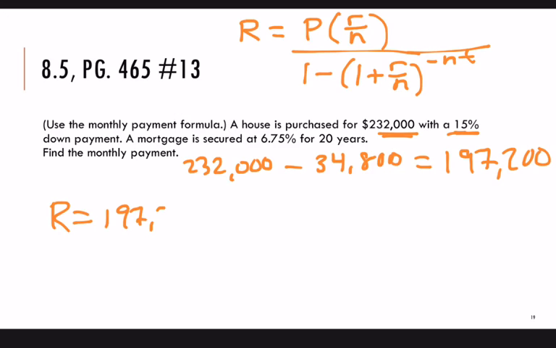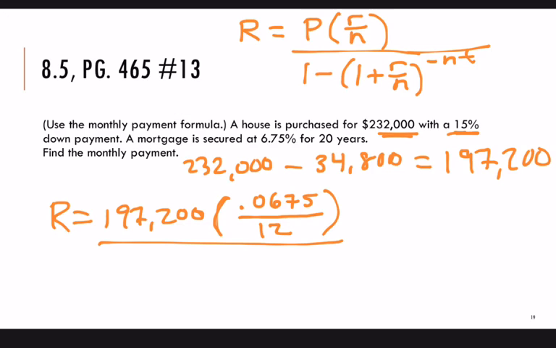principal times rate, which is 0.0675, divided by n. This is the number of times the payment's made per year, so that's 12. All of this divided by 1 minus, in parentheses, 1 plus that same rate over 12, to the power of negative n times t. This is a 20-year mortgage. Okay, I did a little bit of simplification on this one again.